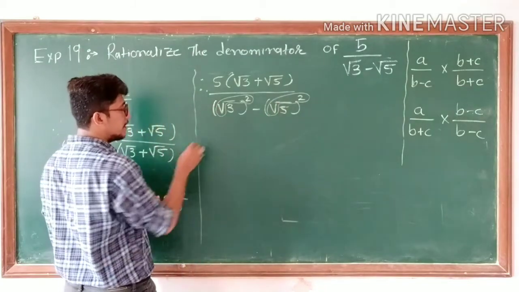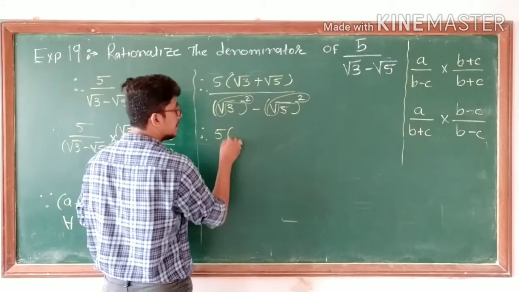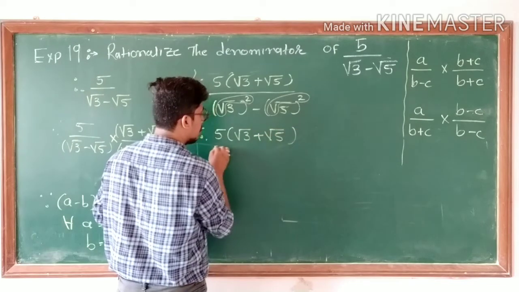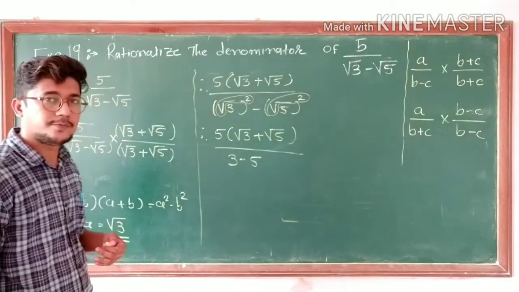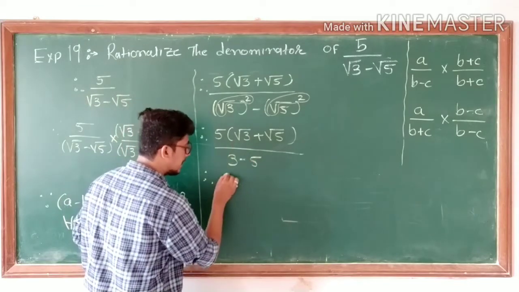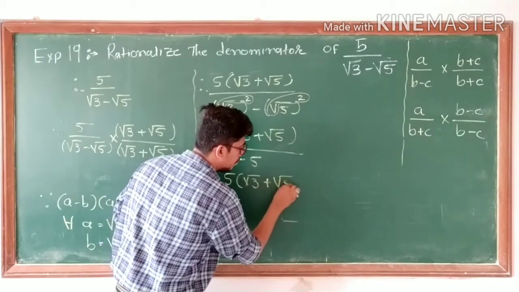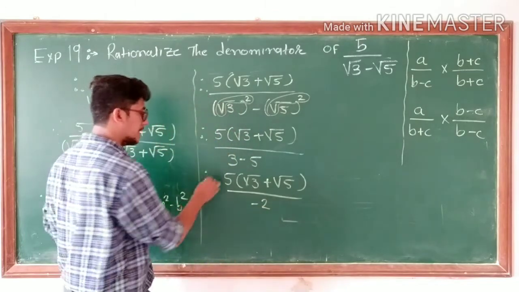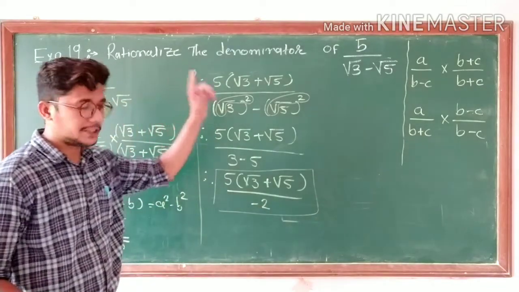So what are we typing here? Therefore, 5 root 3 plus square root of 5 whole divided by 3 minus 5. Yes or no? Yes. So the numerator is as it is, 5 root 3 plus square root of 5 whole divided by minus 2. This will be your final answer. And minus 2 is a rational number, so we have rationalized the denominator.